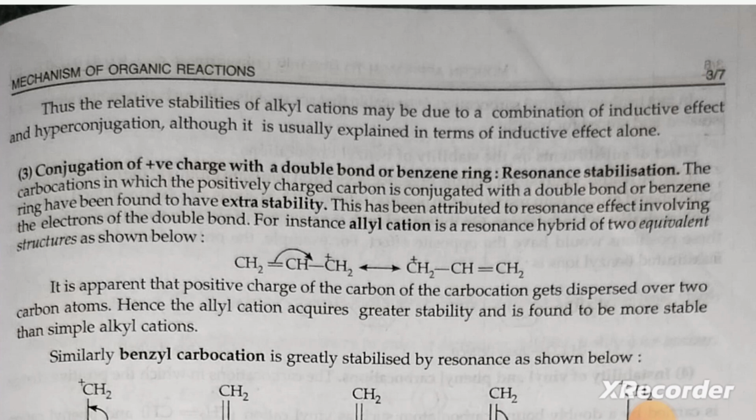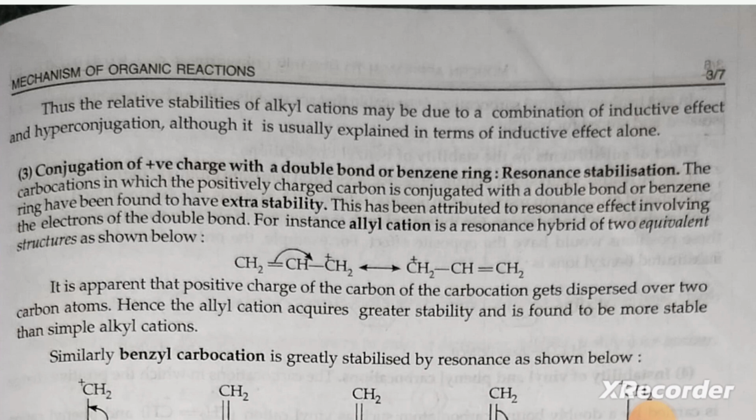Thus, the relative stabilities of alkyl cations may be due to the combination of inductive effect and hyperconjugation, although it is usually explained in terms of inductive effect alone. Third, conjugation of positive charge with a double bond or benzene ring, resonance stabilization. The carbocations in which the positively charged carbon is conjugated with a double bond or benzene ring have been found to have extra stability. This has been attributed to resonance effect involving the electrons of the double bond.